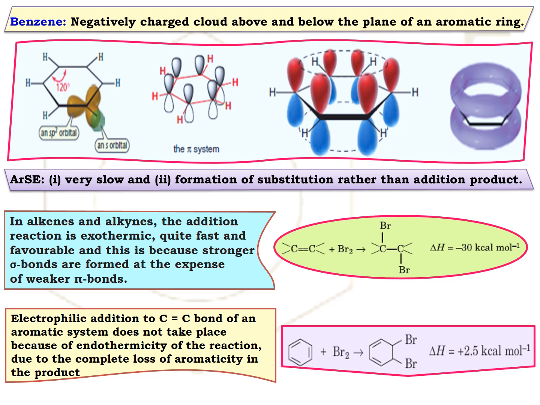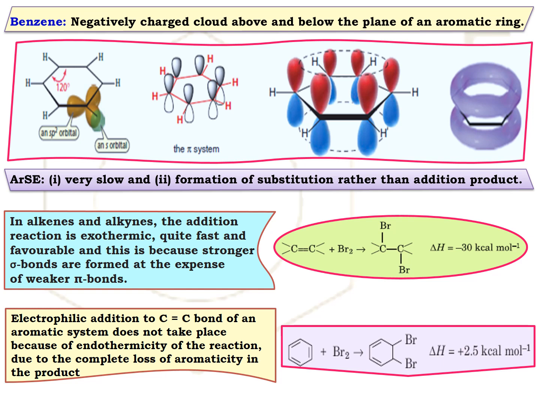In general, the aromatic electrophilic substitution reaction is very slow, and it leads to the formation of a substitution product but not the usual addition product. Why does it happen like this? Let us compare with alkenes.